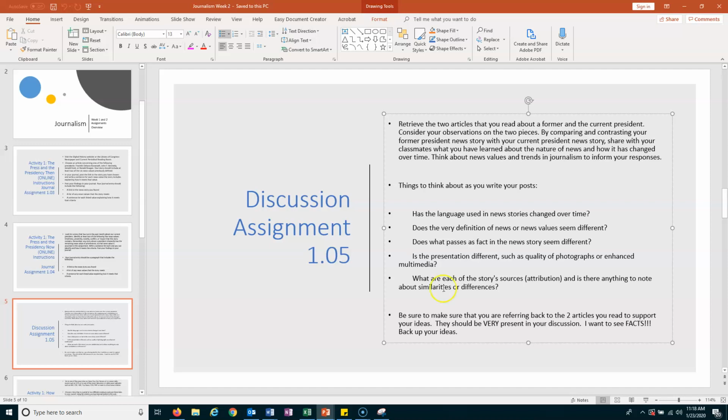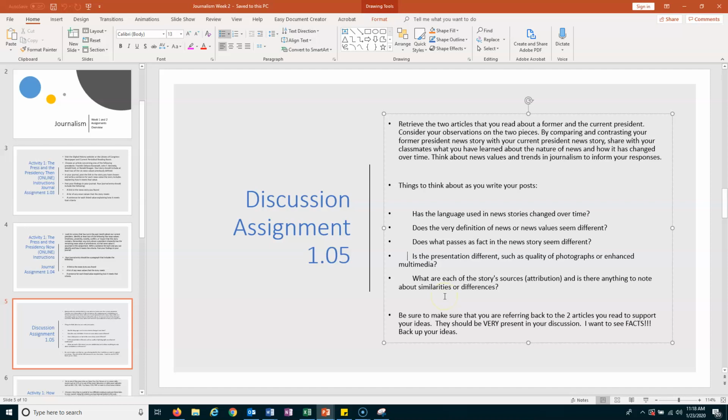Basically, what this is asking is whether there is anything in the story that you notice that's super similar or different, or what are you noticing about the sources, right? These are very simple. So has the language changed over time? What you're going to do is copy and paste these questions, and then just answer them in the discussion board.